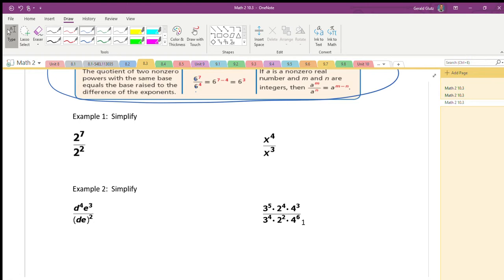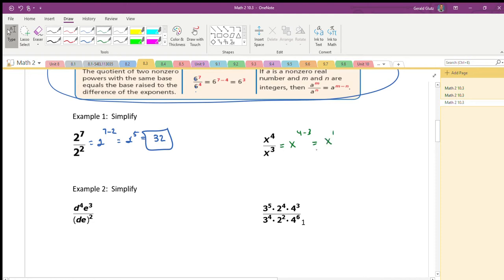So just some more examples of the same thing. So 2 to the 7 minus 2, which is 2 to the 5th, which would equal 32. Actually, this is the example I already did. So x to the 4 minus 3 would be x to the 1, or just x.